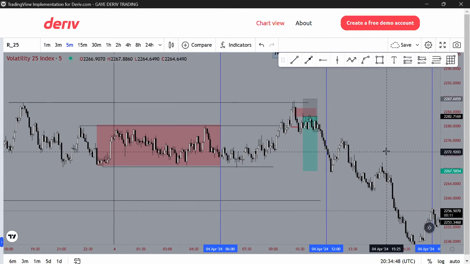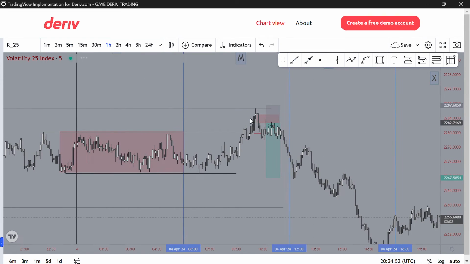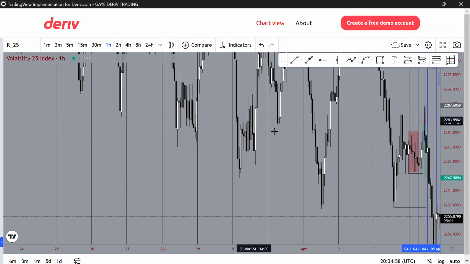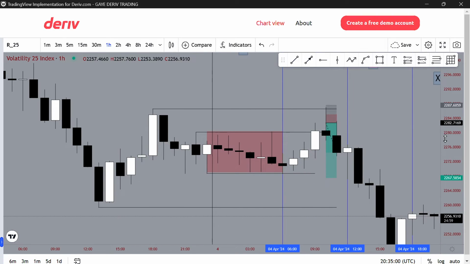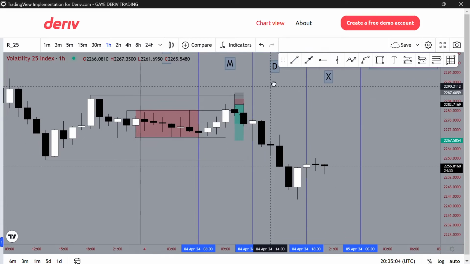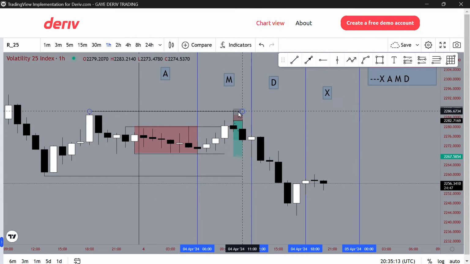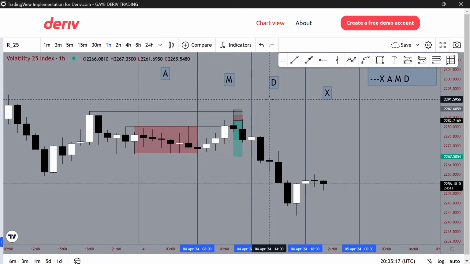Now let me go back to the 1 hour chart. This is the entry that I just showed you on the manipulation phase in Q2. And we realize that in Q3, which is the distribution phase here, you can see how aggressive price sold because it's the real distribution phase after manipulation. If you didn't take the manipulation phase entry, you can wait for Q3 for a continuation entry.